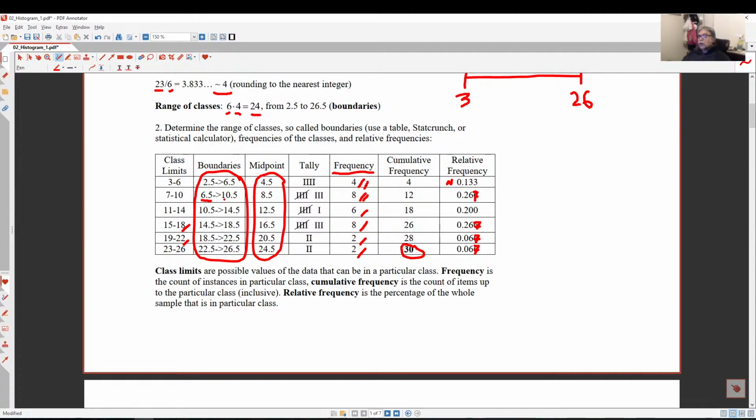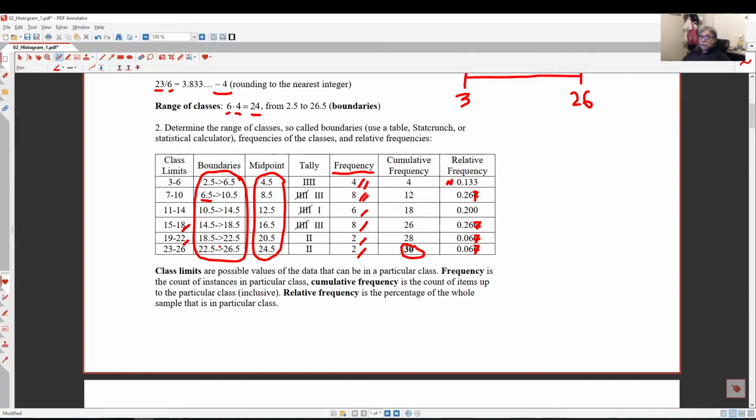This arrow symbolizes that I have boundaries for the first class that starts at 2.5 and ends at 6.5, but 6.5 is not included in the first class. The same thing in the second class. If there is a data value of 6.5, it would be included in the second class. 10.5 would not be; 10.5 is included in the third class, and 14.5 will be included in the fourth class. So this is the meaning of the arrow here.